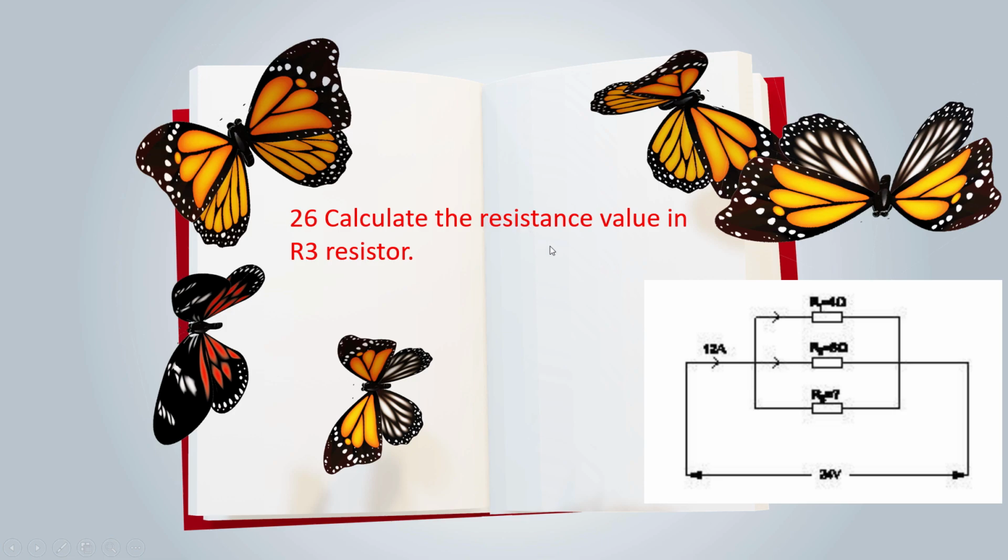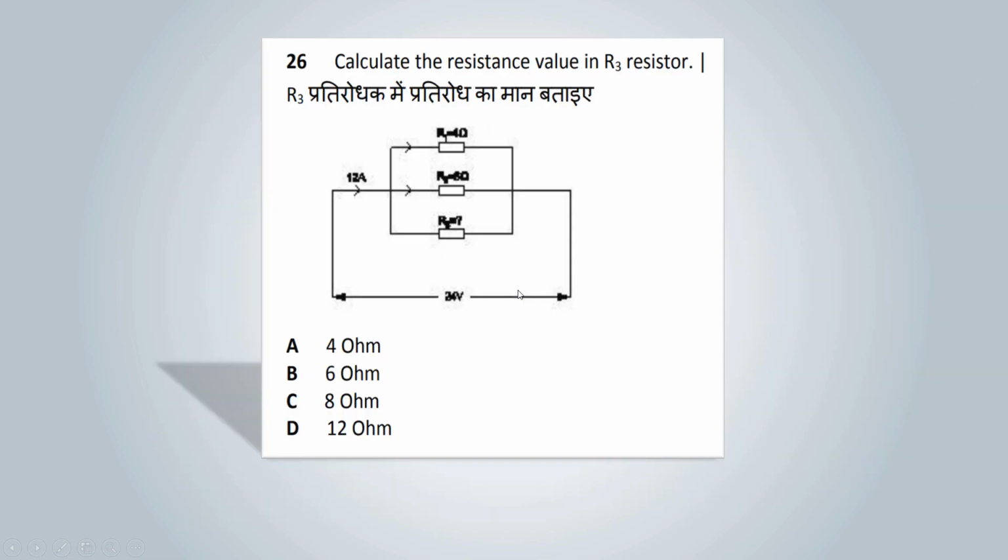Calculate the resistance value in R3 resistor. So friends, this is a very easy formula. To find the R3 resistance, the formula is I3 equals V divided by R3. With the help of this formula, we can solve this question. The answer is 12 ohm.